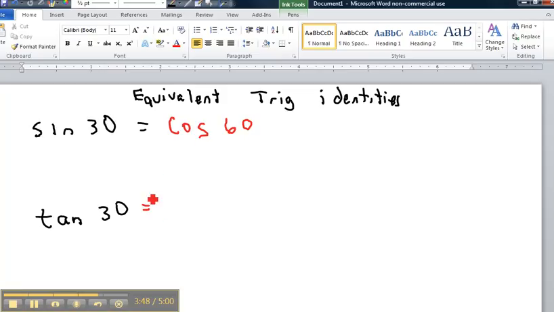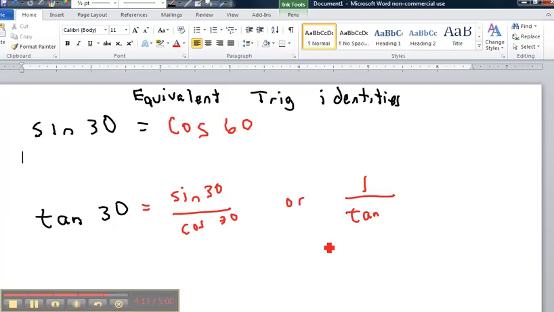Okay. For tangent, there are a few. Tangent of 30 is equal to sine of 30 over cosine of 30, because tangent is equal to sine over cosine. Or they may be looking for 1 over tangent of 90 minus that value, which in this case would be 60. So all of these are equivalent. And that's a few trig identities, so make sure you go back and study all the trig identities to be more familiar with them. This is just some of the examples.